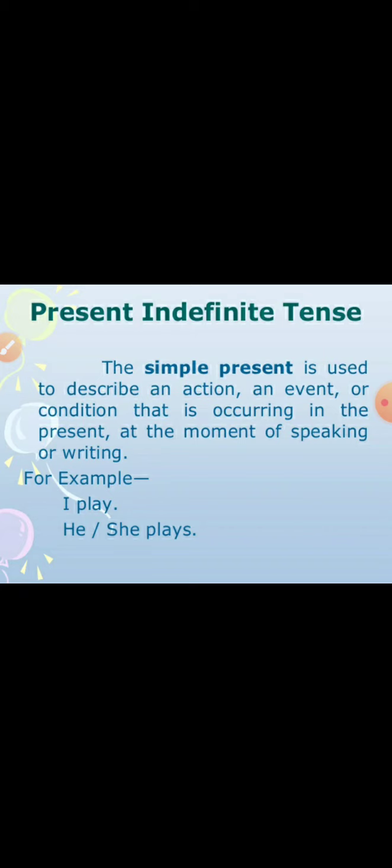फॉर एग्जाम्पल, आई प्ले या ही शी प्लेज. Now mind you that why have we used play in the first sentence and plays in the second sentence? Whenever we have subject like I, we, you, they, we use a verb without s, but whenever we have he, she, it, or any other name, we add s to the verb. So I play, or he, she plays, or he goes to school regularly, or the sun rises in the east. It's a fact, we cannot change it.